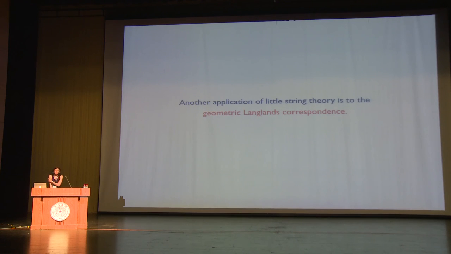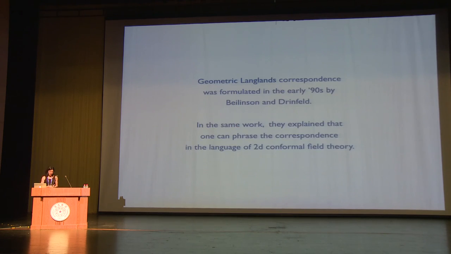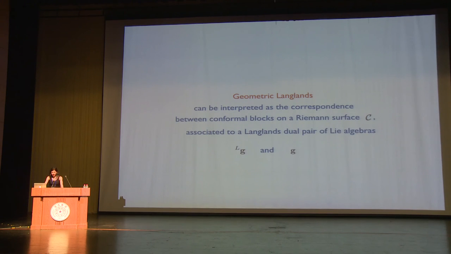Now, let me tell you about another application of little string theory to the geometric Langlands. Geometric Langlands was formulated in the early 90s by Beilinson and Drinfeld. In the same work, they explained that one can phrase the correspondence in the language of two-dimensional conformal field theory. The geometric Langlands correspondence can be interpreted as a correspondence between conformal blocks on a Riemann surface associated to a Langlands dual pair of Lie algebras, G and LG.